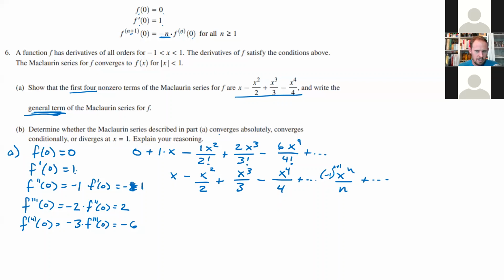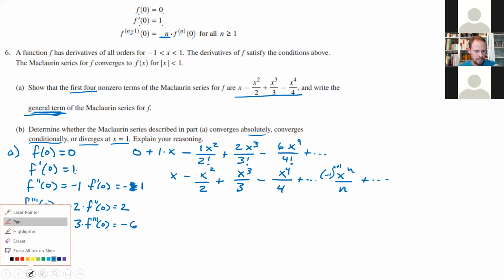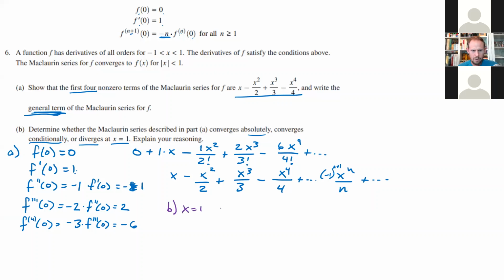Determine whether the Maclaurin series described in part A converges absolutely or converges conditionally or diverges at x equals 1. Explain your reasoning. All right, well, for part B, at x equals 1, we'll have the sum from 1 to infinity because we started at x to the first and not the constant term. We've got -1 to the n plus 1. We're plugging in 1 here, so that'll be 1 to the n over n. 1 to the n is just 1. We don't need to worry about that. So we've got -1 to the n plus 1 over n. So this is an alternating series. So this converges.